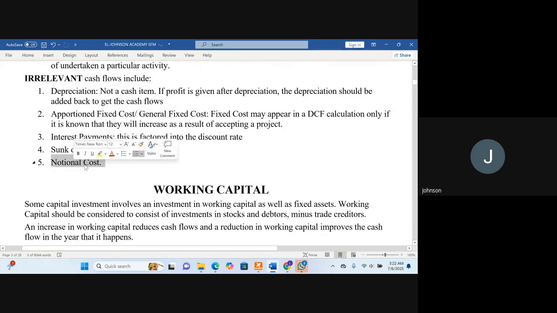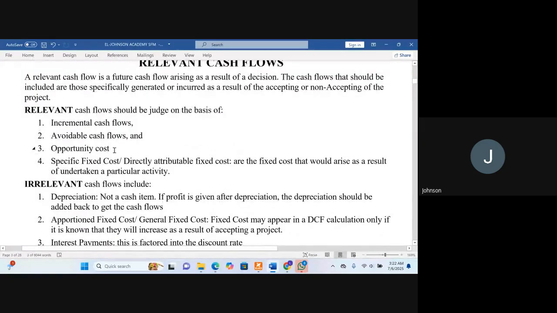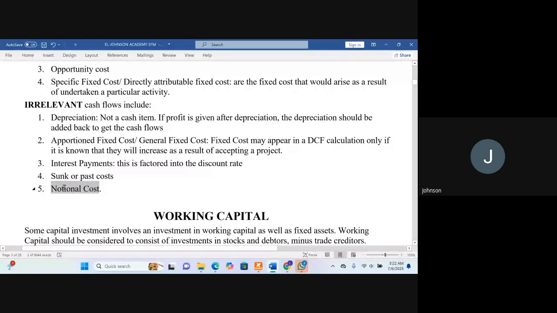But the difference between notional cost and opportunity cost is that for opportunity cost, you are sure you know the benefit that you are foregoing. For instance, you are using your vehicle for Uber. You know that on that day you are going to make 50,000 from Uber. So you already know, you are sure of it. So that is the benefit that you will forgo if you decide to go to Ibadan. However, notional cost is a benefit that you thought you will forgo.